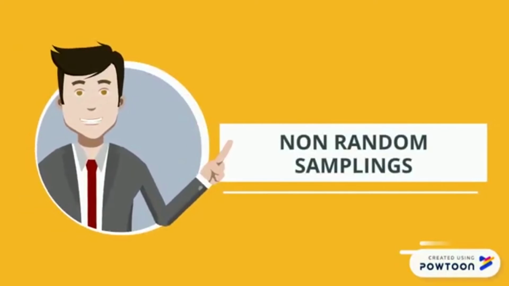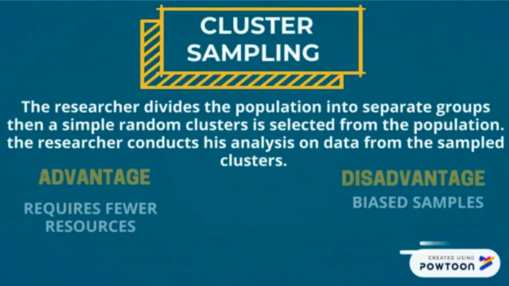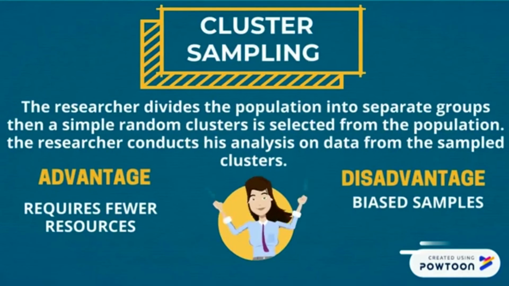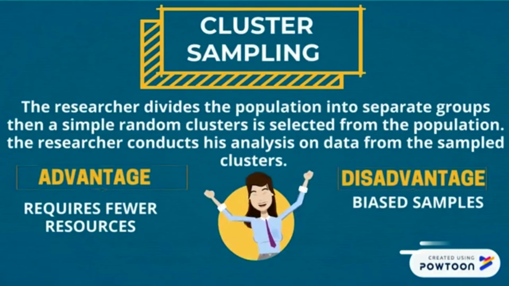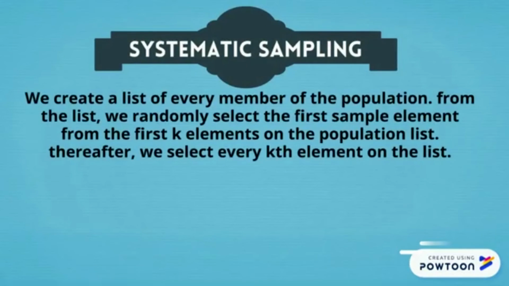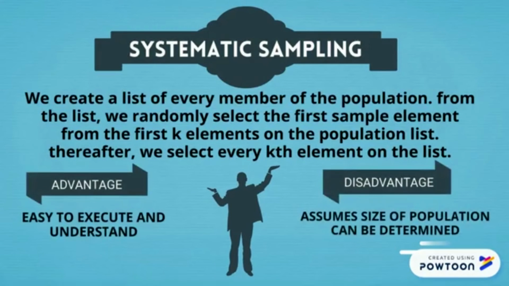Non-random sampling. Cluster sampling. The researcher divides the population into separate groups, then a simple random cluster is selected from the population. Systematic sampling. We create a list of every member of the population. From the list, we randomly select the first sample element from the first k elements of the population list. Thereafter, we select every kth element on the list.